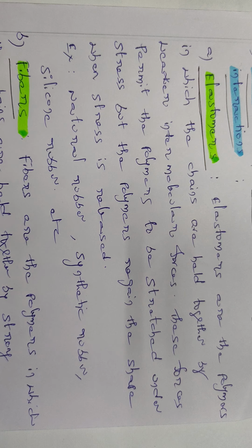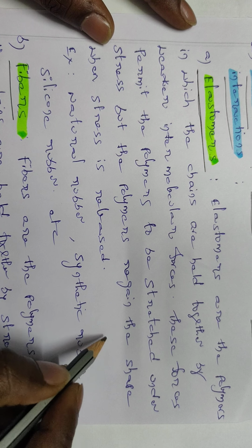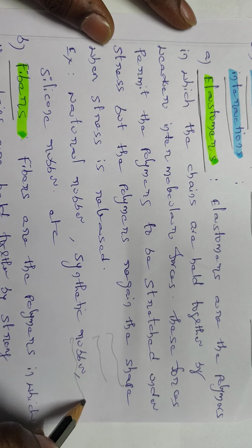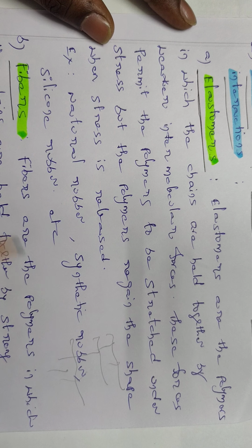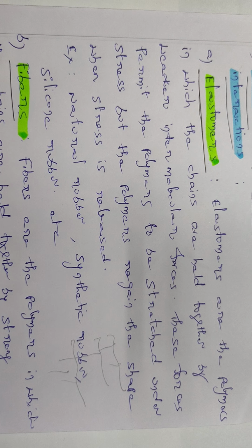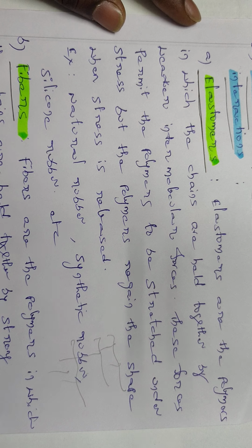Elastomers are the polymers in which the chains are held together by weak intermolecular forces. That means here in a polymeric chain, it is first chain, it is second chain, third chain. These chains are all interlinked with weak van der Waals forces. Because of weak intermolecular forces, when we apply some stress, it can be stretched like a spring. Then after the deformation force is released, it regains its original shape.